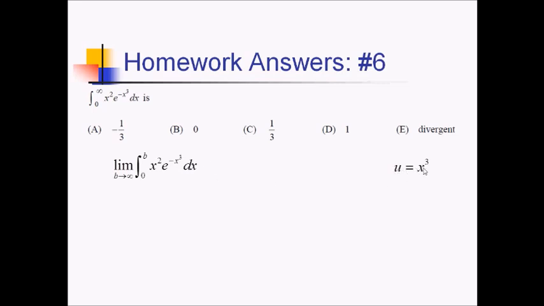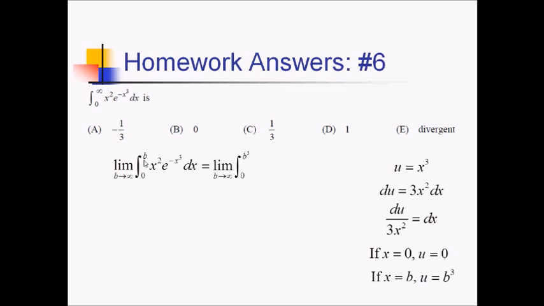So using this way of doing it, I've got du equals 3x squared dx, and then we can say dx equals du over 3x squared. So then if x equals 0, u is going to be 0, and if x equals b, u is going to be b cubed. Going back in here now, we've got the limit as b approaches infinity of the integral from 0 to b cubed of, now we've got x squared times e to the negative u, and we have a du over 3x squared. The x squareds cancel. We've got 1/3 e to the negative u du.